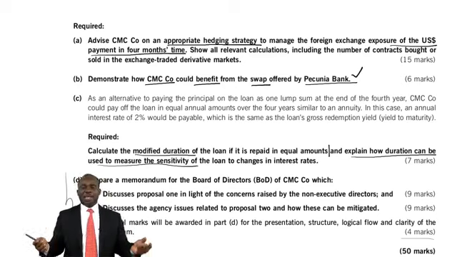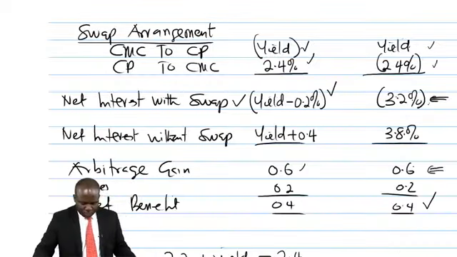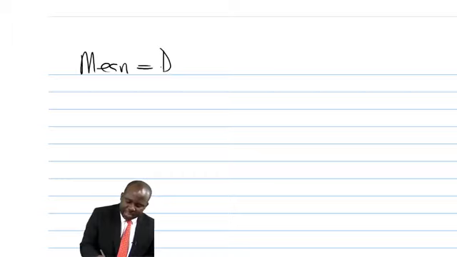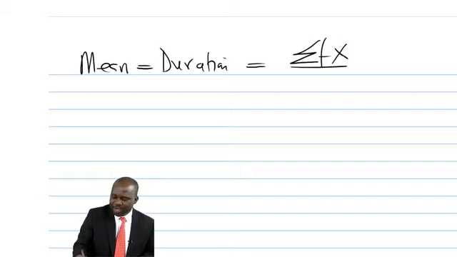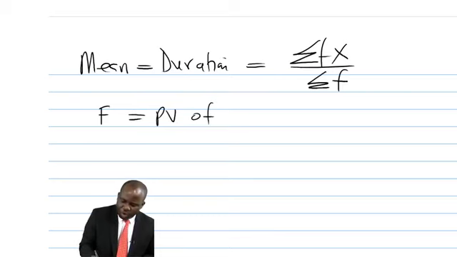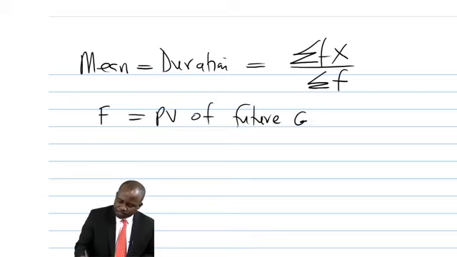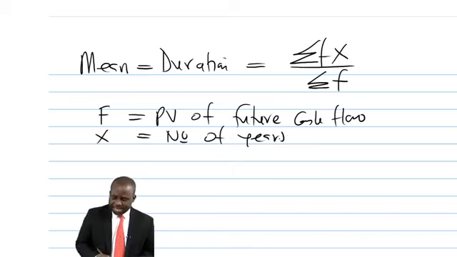So when you are talking about weighted average, when I was teaching, I told you weighted average is simply equal to the arithmetic mean. And I told you the mean, which is the same as the way you calculate your duration, should be calculated as sigma fs divided by sigma what? F. And we said the F is the present value of the future cash flows, and then the S is the number of years.